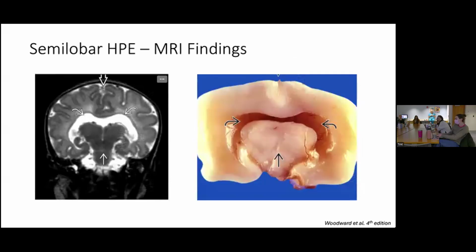So here on the left is an MRI. Again, you can see this monoventricle, part of the fissure, and the partially fused thalami. And then this I thought was really cool. This is a gross image of an autopsy, and you can see this monoventricular ventricle as well, the interhemispheric fissure here, and these partially fused thalami.